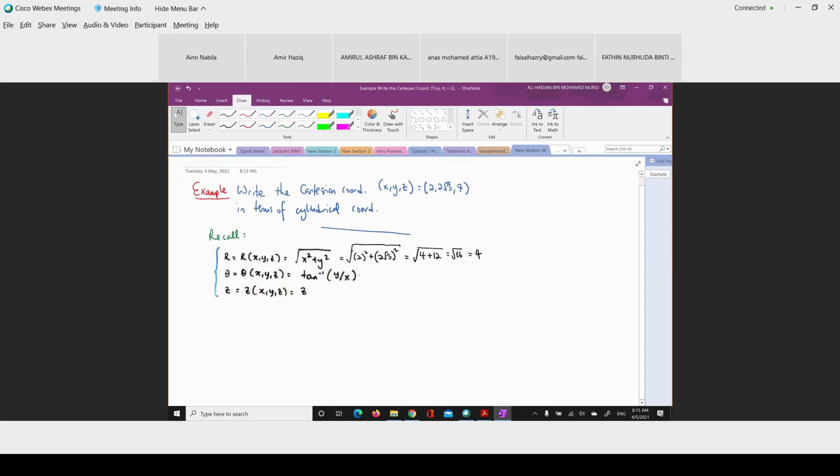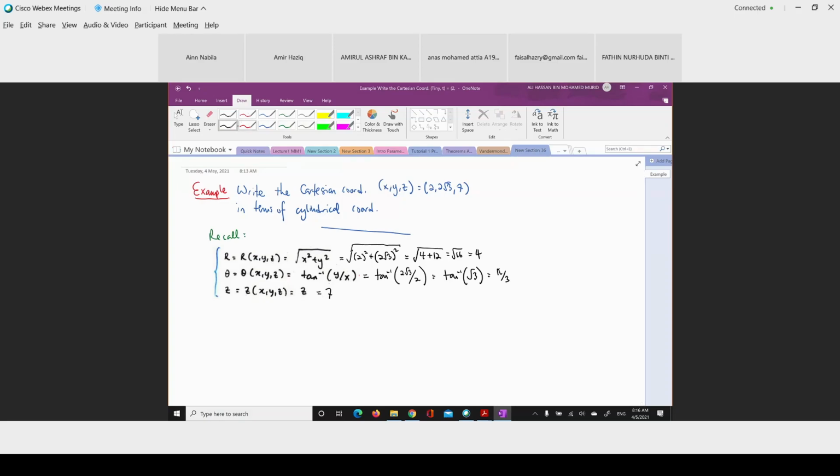What about theta? It is inverse tangent of y over x. Here y is 2 square root 3 over 2, so this is inverse tangent of square root 3. This is a special angle. Tangent of 60 degrees is square root 3, so the answer is 60 degrees. In radians, it is pi over 3. And z is equal to z, it remains the same.